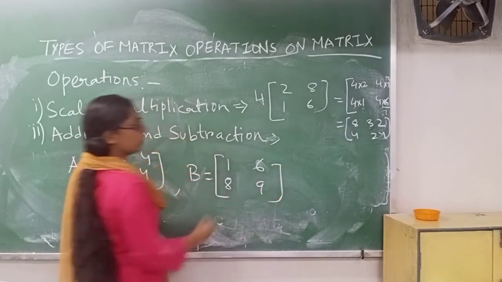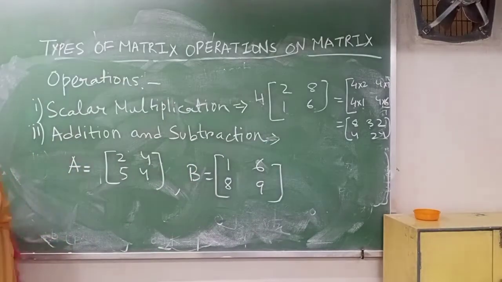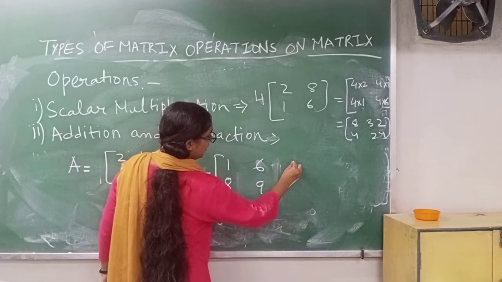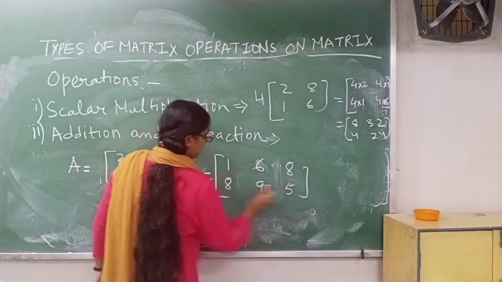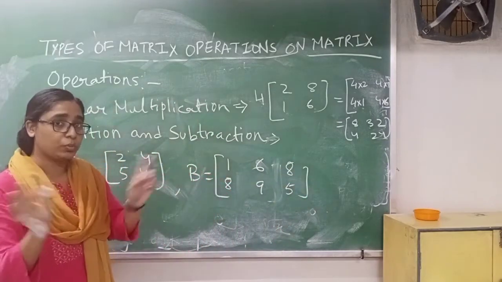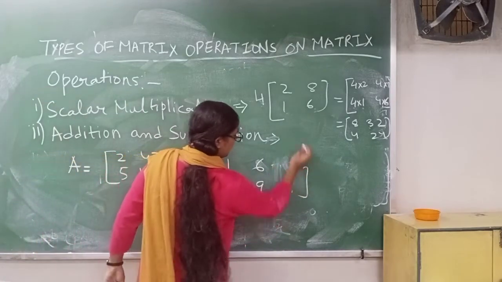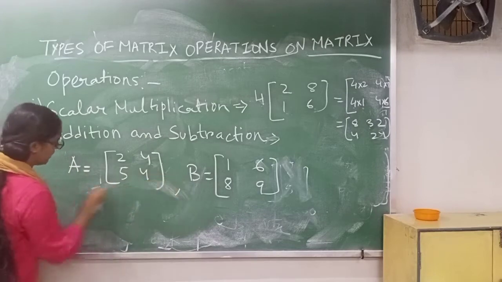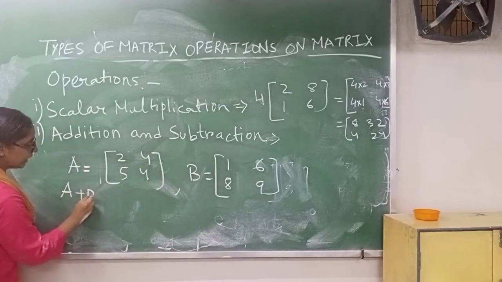Then you will be able to add or subtract. But suppose we have one more matrix with entries 8, 5: we will not be able to add and subtract, not possible. But if the orders are the same, we can do this. Now how will we add A plus B? A plus B you will write.